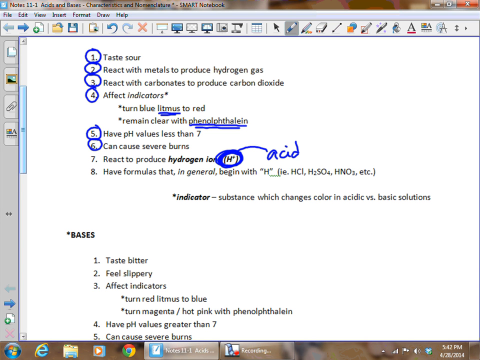Acids in general, the ones that we'll be studying primarily this year, begin with an H, things like HCl, H2SO4, HNO3, etc. We'll see one major exception to that here in just a little bit when we look at some nomenclature. Now, I just put the definition of indicator down here. When we talk about litmus and phenolphthalein, those are substances that change color in acidic versus basic solutions. And we can use those indicators to differentiate between those two types of solutions.